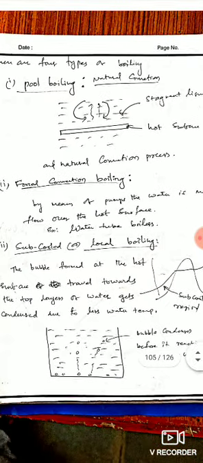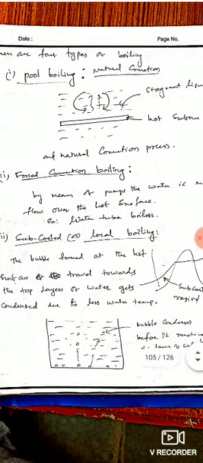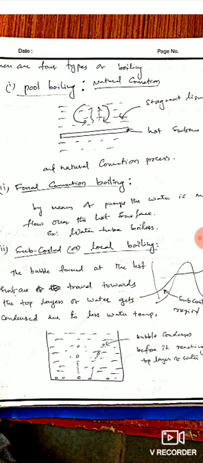We have observed bubbles coming up. We have seen that. That is called pool boiling. It's very simple. In general, we know that. One more example is a heater.